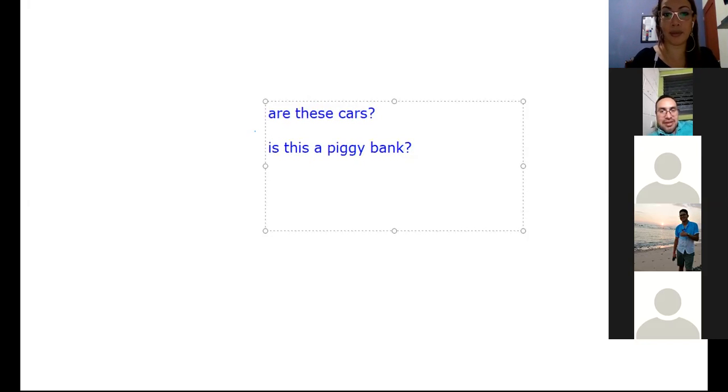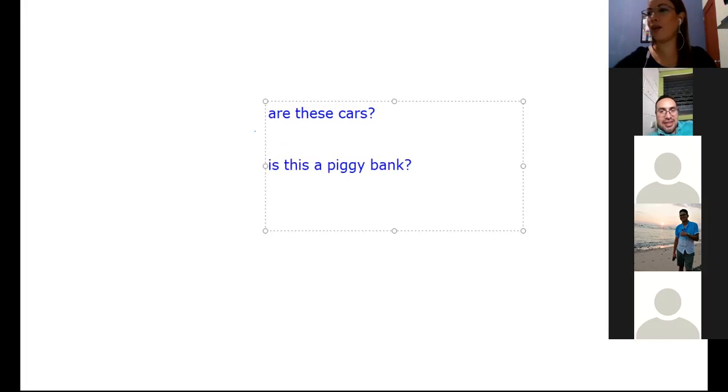Ya llevo dos. Okay. 19. Ahora le hago la primera pregunta al compañero. Are these cars, Fabricio? No. These cars? No, it is a pencil. Entonces me contesta no. They are not. Or they aren't. No, they aren't.